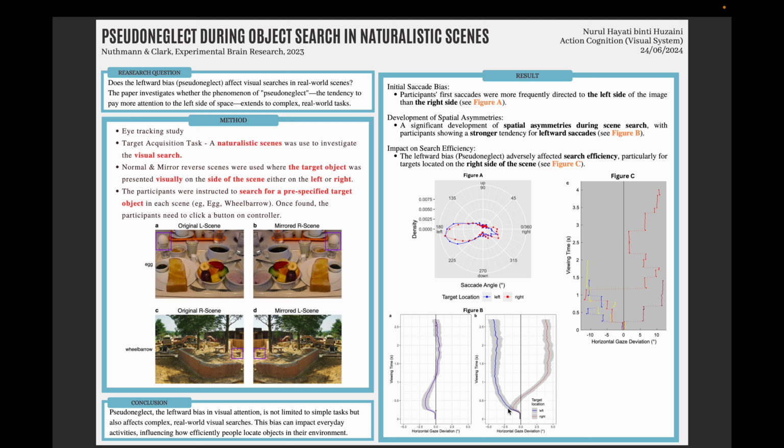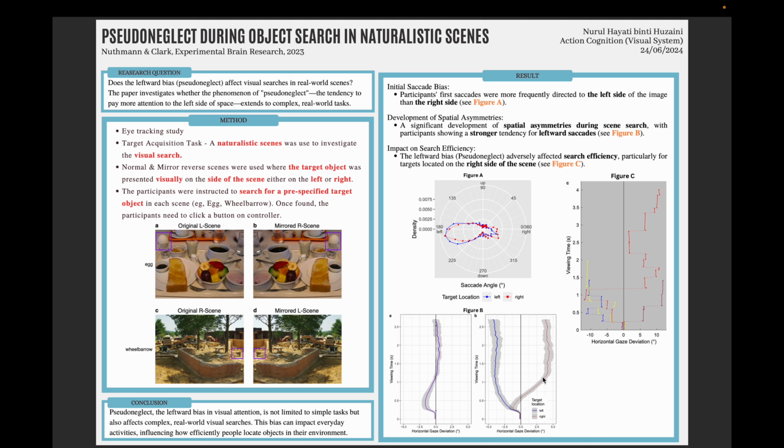Importantly, this initial leftward bias is also present when the search object was located on the right side. So here you can see, although the target object is placed on the right, participants will always have a leftward bias in the first few seconds, and only then look to the right.